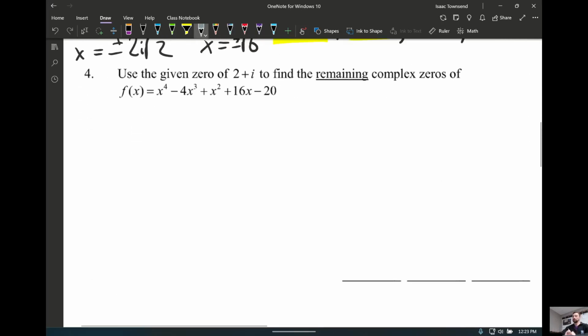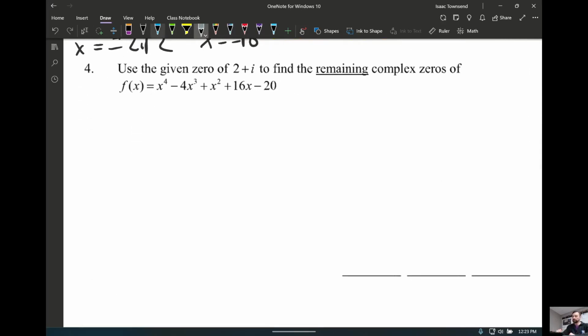That's important because in question 4, this is a 4th degree. I know it says find the remaining, but I'm just going to find all of them. I'm going to make a 4th blank and just say all. That's easier for me. Okay, they gave me one of them, 2 plus i. They gave me one of my 4 answers.